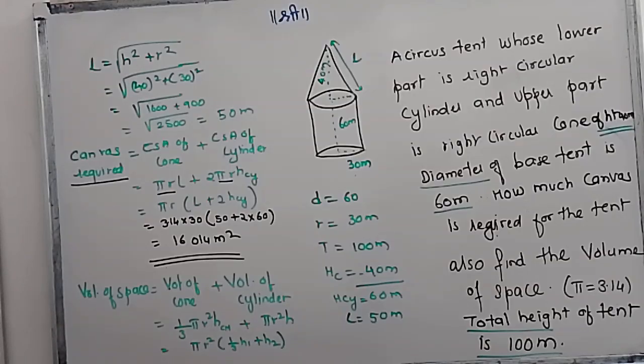Now volume of space required is equal to volume of cone plus volume of cylinder. Write down the formula and find the answer. Wherever I have given empty space in the full video, you have to solve the answers and give me the answer in the comment box.